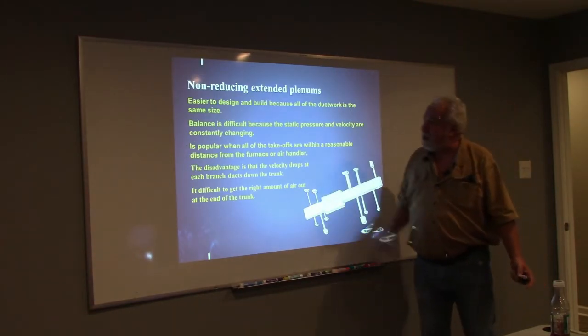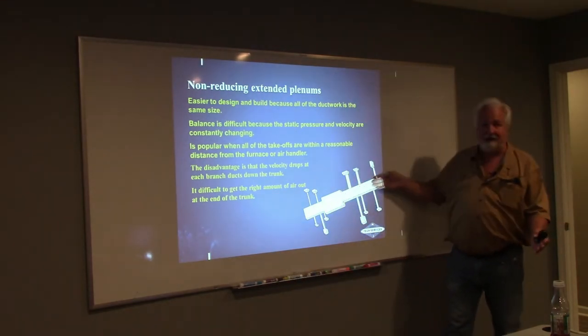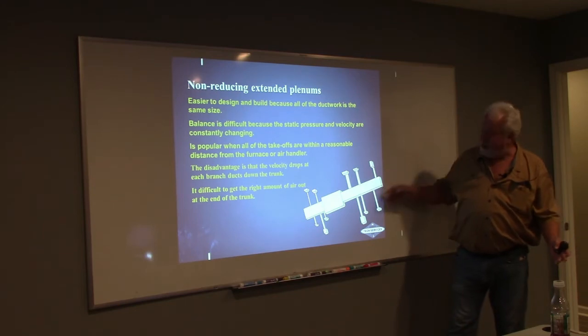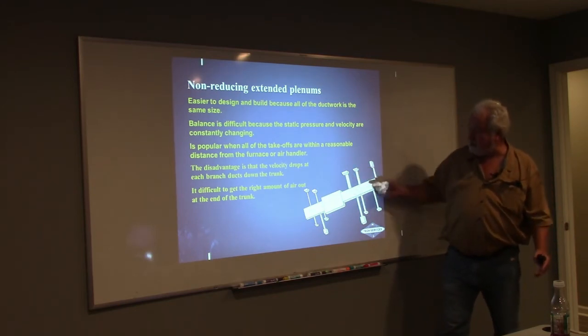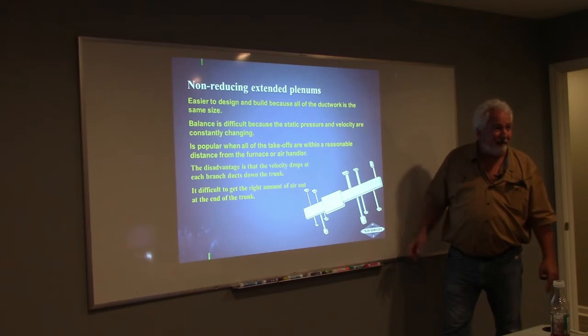So here's a non-reducing, and here's the problem with that. If I just ran this out, same size, all the way down, and I start taking air off of this down here, what's going to happen to the static pressure all the way down here on the end? It's going to go down. Good. What's going to happen to the velocity on this end? Good. So what's going to happen to the air coming out of here? It's going to move some, maybe, kind of, yeah.